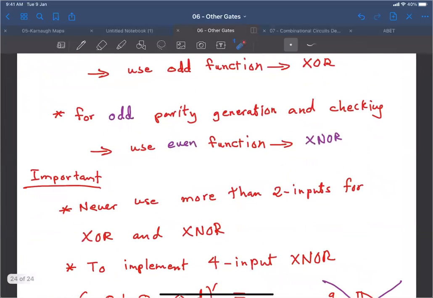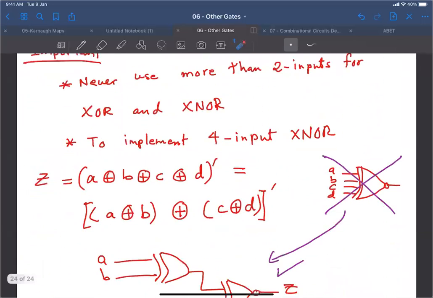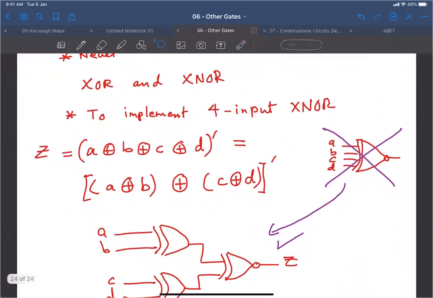Now here are some important aspects that you need to pay attention to. We never use more than 2 inputs for an XOR or XNOR gate because it costs a lot to have a 3-input XOR. So we use associativity to implement, for example, this 4-input XNOR gate using basically 2-input gates. This is fine algebraically, but if you want to implement it in circuits, you use only 2 inputs. So you use associativity to split your expression such that it always has 2 inputs maximum.